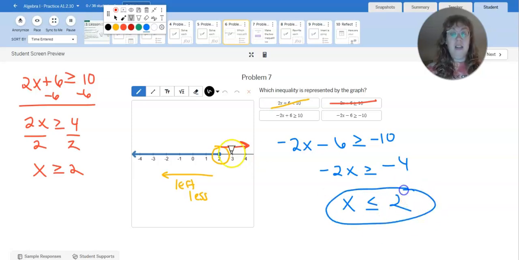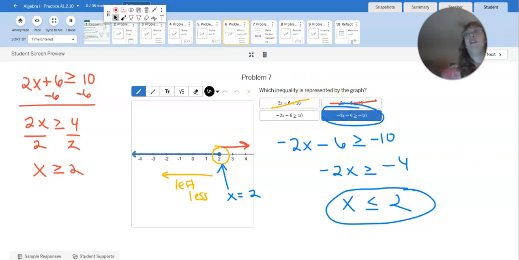which works. All right, we have our test point at 2, and it's circled, colored in, which means it can be equal to 2, and it's shaded to the left. So we're going to choose this option. Beautiful. There's our graph. Let's push to slide 7 when you're ready.